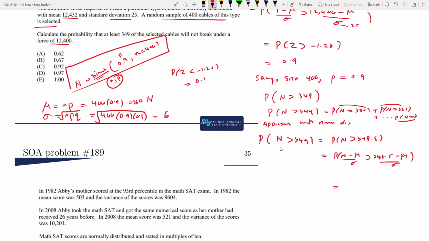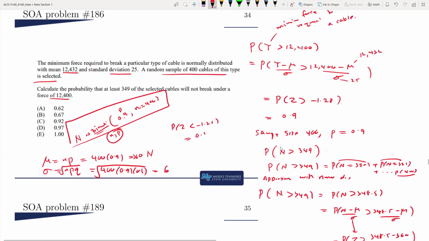So that would be probability z. This is standard one now. 348.5 minus 360 divided by 6. And when you use your calculator, you will get 0.97.